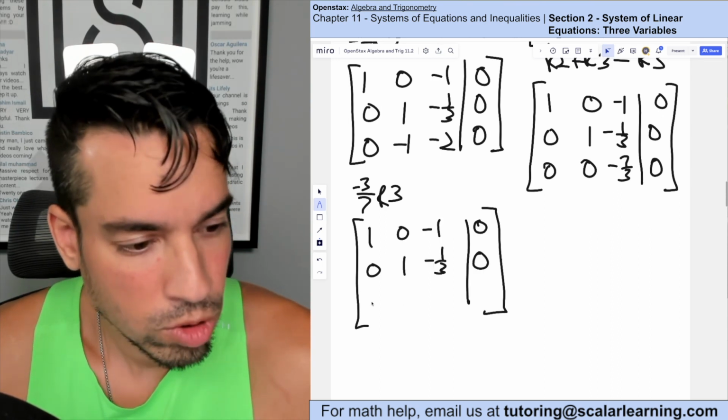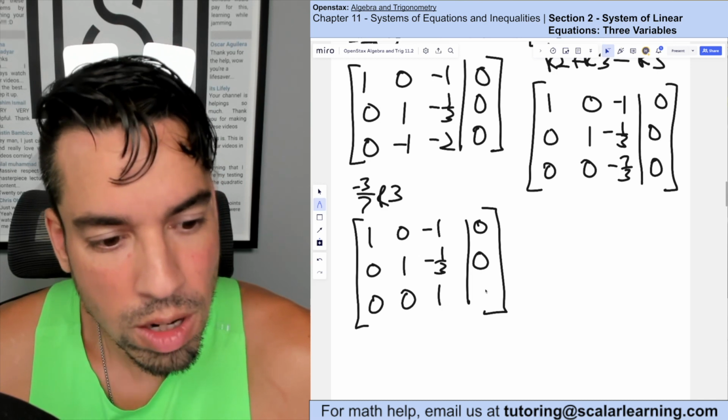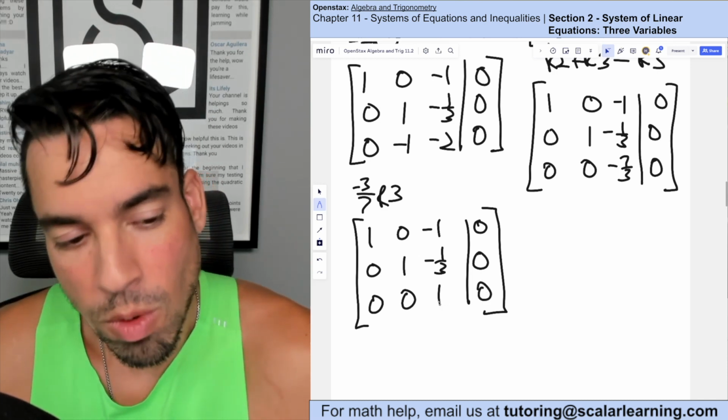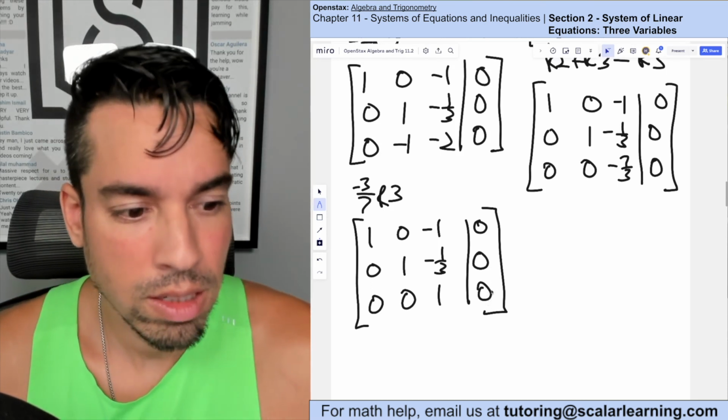So we got that times 0 is 0, that times 0 is 0, that times -7/3 is 1, and still times 0 is 0. So we have it confirmed. We do have that z equals 0. That's cool. But let's keep it going.